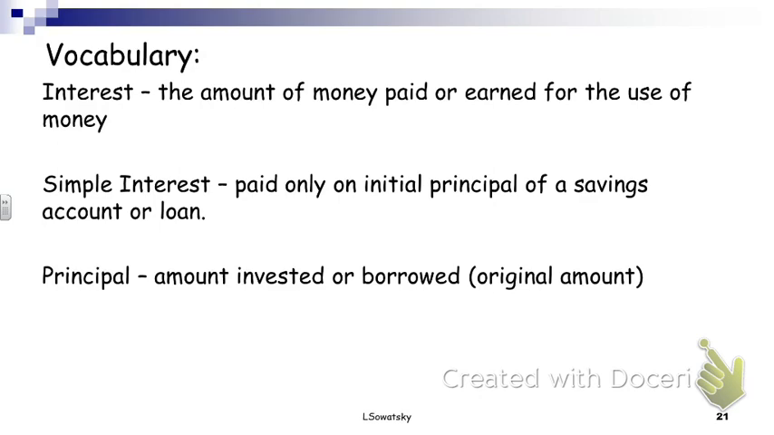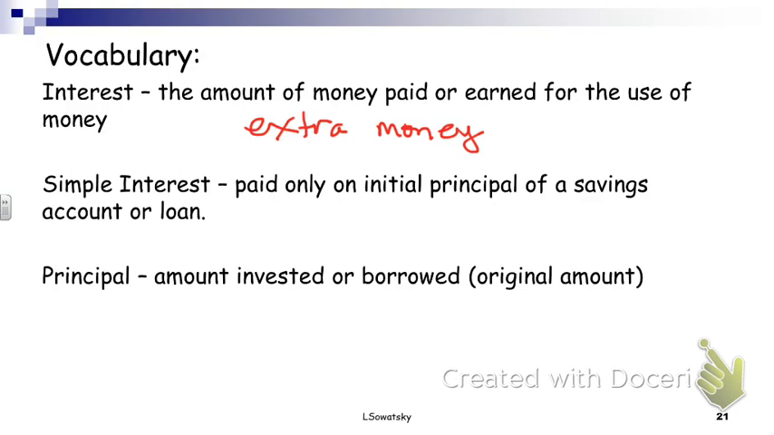It's the amount of money that's paid or earned for the use of money. So interest is extra money, if you think of it that way. If you have a savings account, the interest gets added to your account, the bank will put it in your account for you. Or if it's a loan that you have, or say a credit card, it's extra money that you have to pay back. So it's extra money that gets added on depending on the situation.